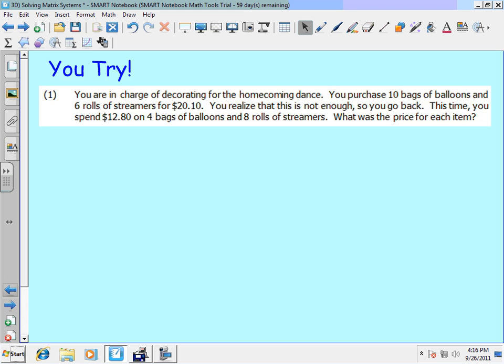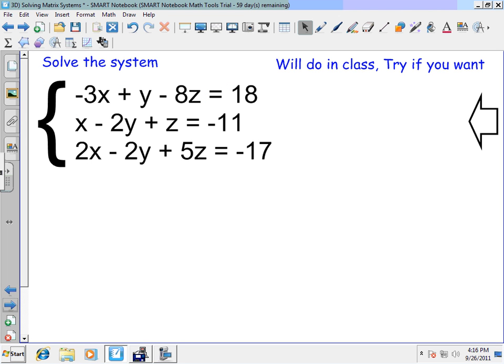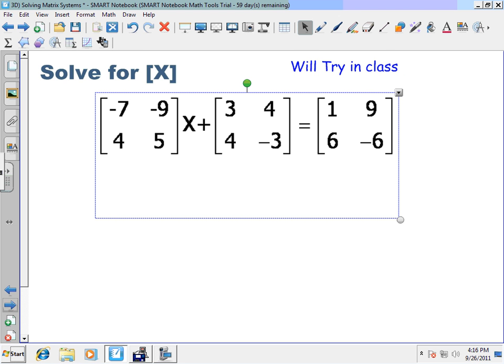Okay? This question here we will do in class tomorrow at the beginning, showing how we do a 3 by 3. If you want to go ahead and try it, sounds great. And then we'll talk about this question here as well, where we have a little bit more algebra in here, but how do we solve it the same way?